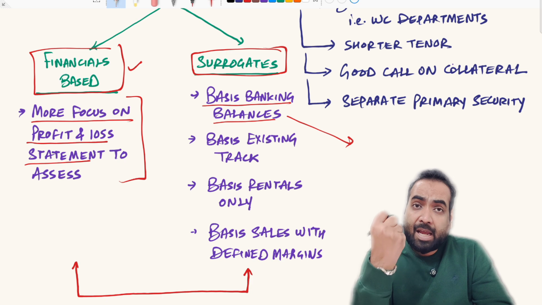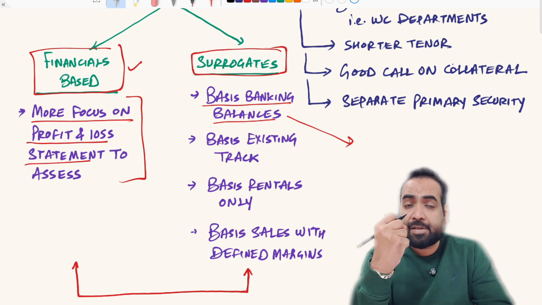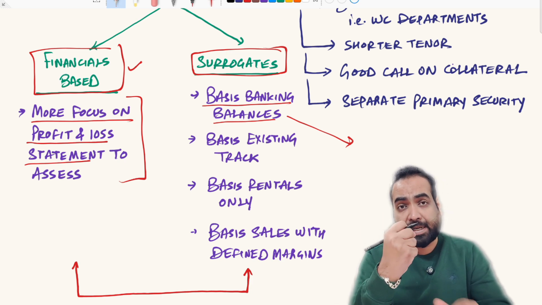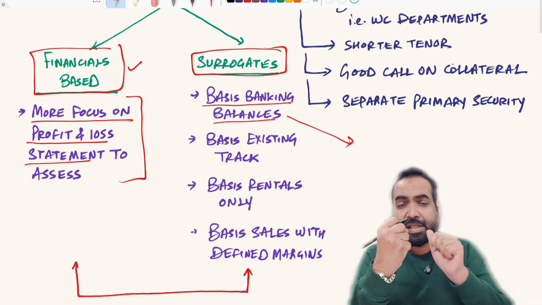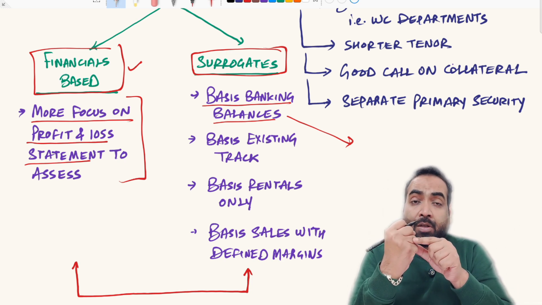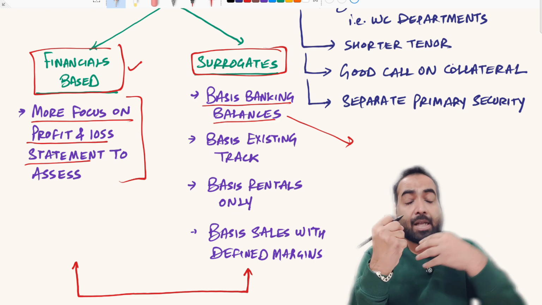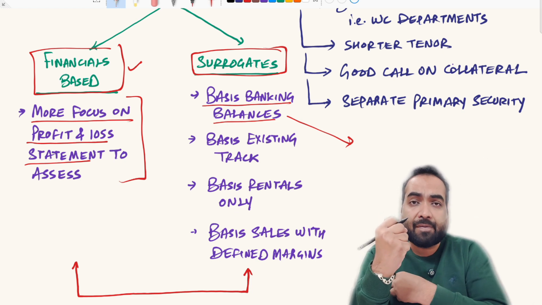Say, for example, the average balance per month in all his accounts is 10 lakh rupees in the last 12 months. In the last 12 months, he has maintained an average balance of 10 lakh rupees in his bank accounts. So we are giving a loan, or some banks and NBFCs have already given a loan.